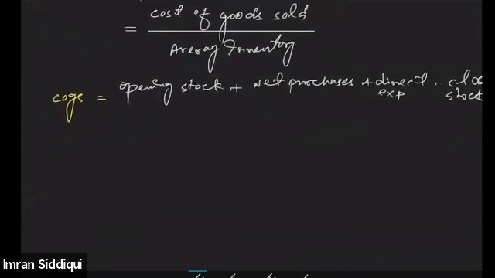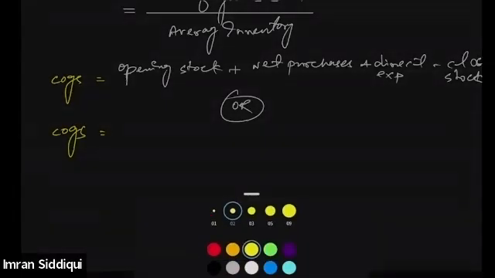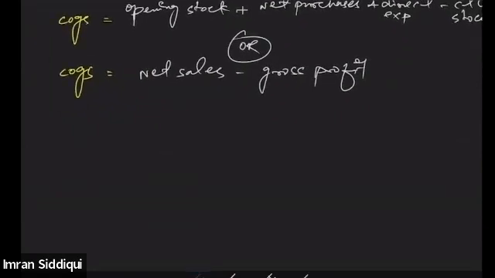All right. And sometimes you can alternatively apply the other formula as well. We have one more formula for finding out the COGS. So depending upon the situation, you can apply any of these. The second formula is net sales minus the gross profit. So depending upon the availability of the item, you can apply any formula.